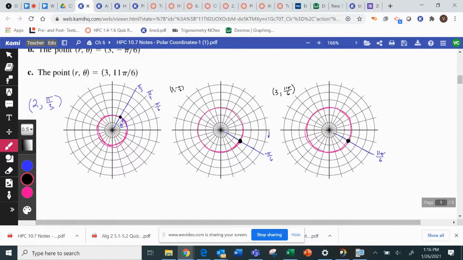Do you notice something about question B and C in the picture? They're the same picture. They're the same location. Can I have two different ordered pairs on the XY plane that are in the same location? Mm-mm. You have an X and you have a Y, and that's how you always get there. So polar gives you more options because there are different ways that we can get to that same point.